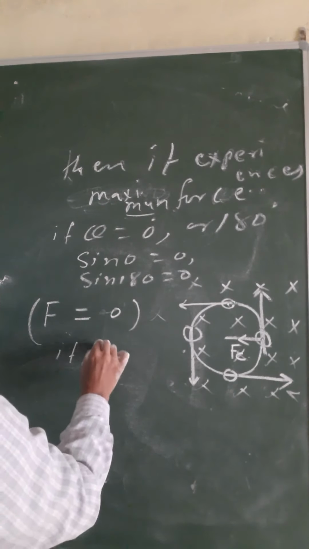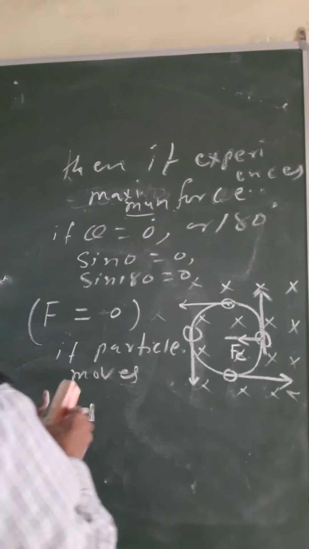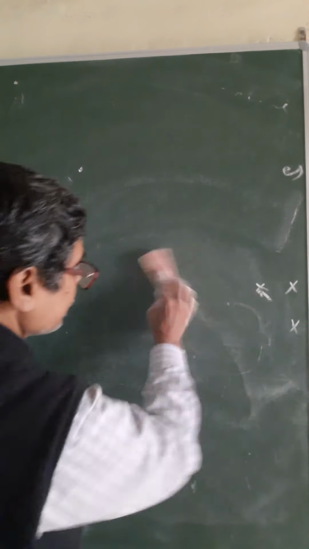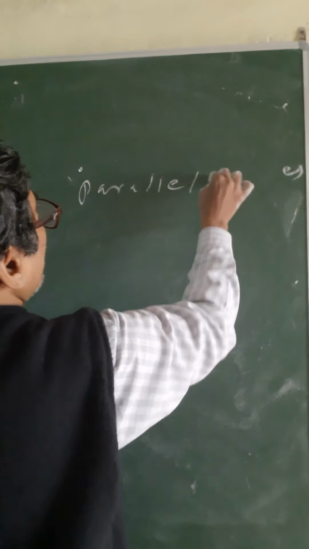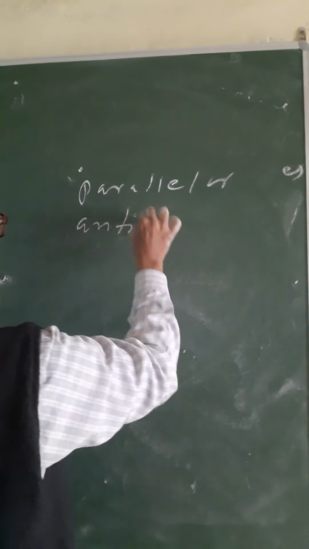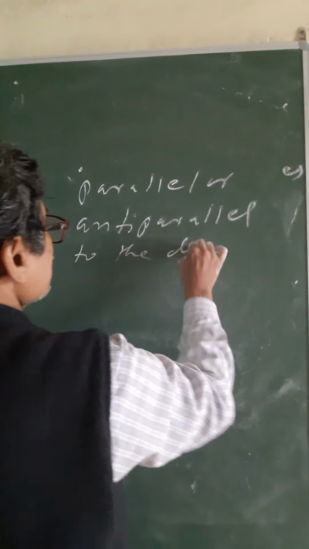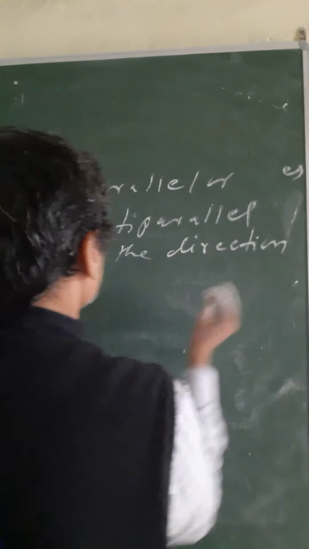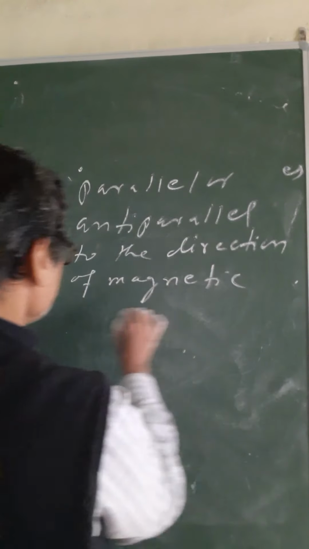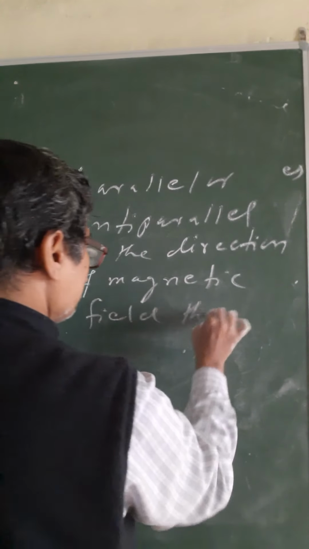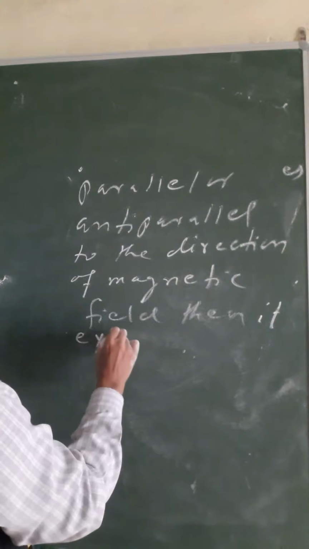So if a particle moves parallel or anti-parallel to the direction of the magnetic field, then it experiences zero force.